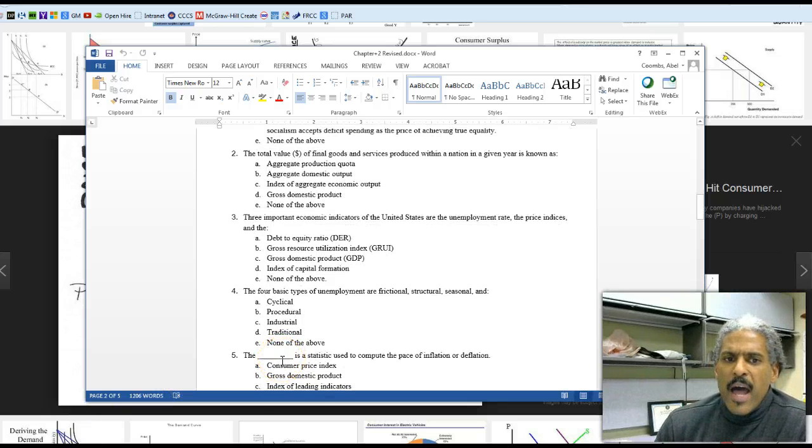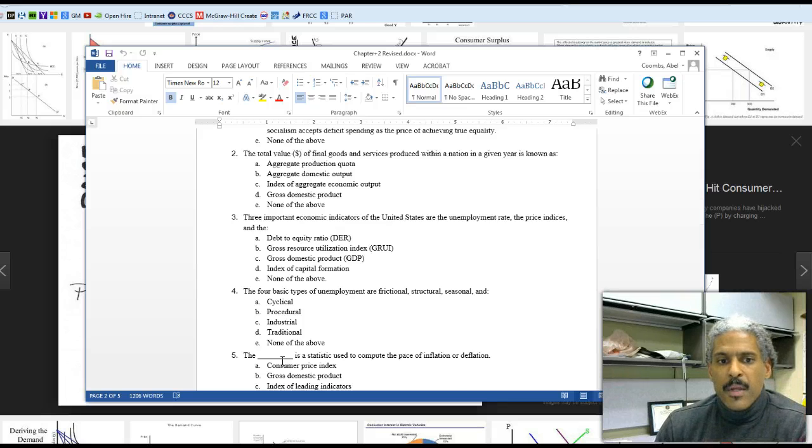Number 2, the total value of goods and services produced within a nation in a given year is known as D, gross domestic product. We'll cover it again in class. There's actually one other item we didn't mention, which was consumer price index. So we're going to see that in the upcoming questions.